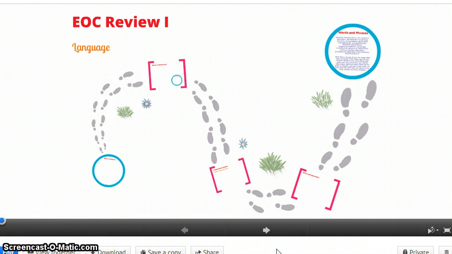This is going over language standards for your EOC. Remember that you might want to take notes on the handout I gave you with all the terms. I will go in order. As well, you might want to make sure that you take down any questions you have, write them down. That way I can answer them in class if you need further explanation on any of these.